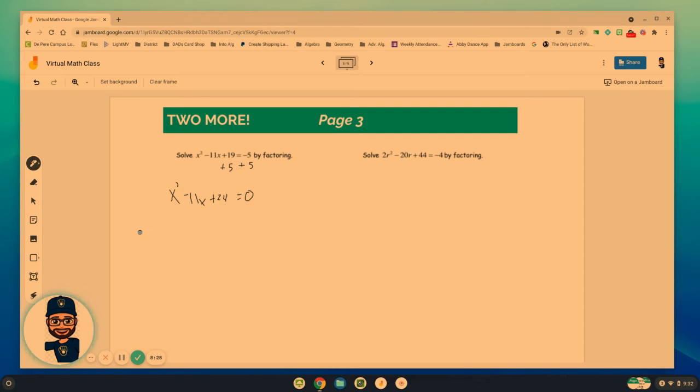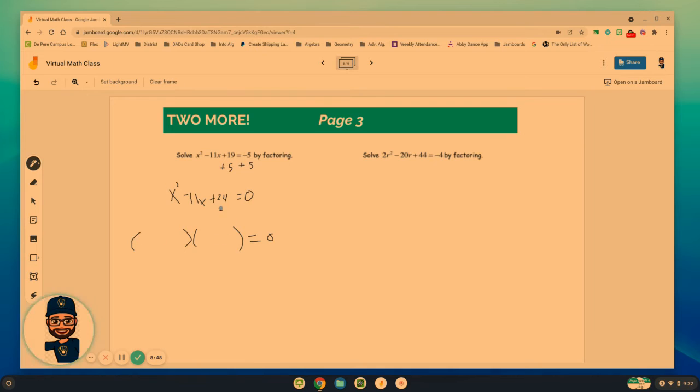All right, so let's check. Is there a GCF? Anything that goes into all three of those? There's not, right? Not all of them have an x, and this is a 1. So now we're looking, right? Because this is a 1, we're looking for our two factors. Something times something else. And then we'll set them equal to 0.